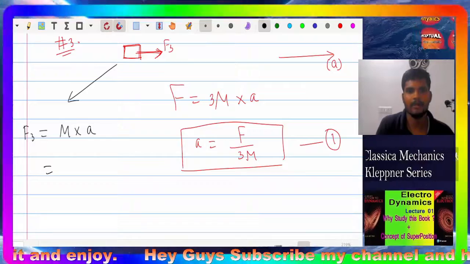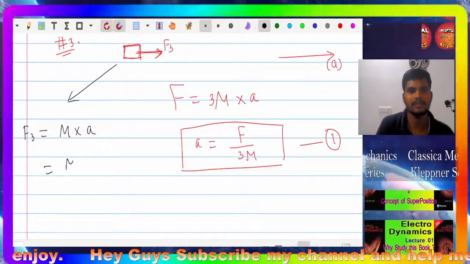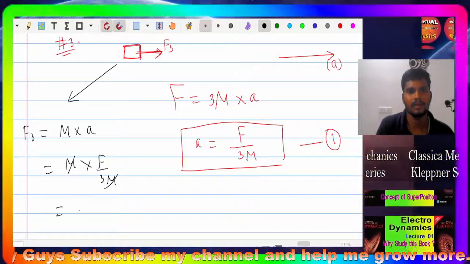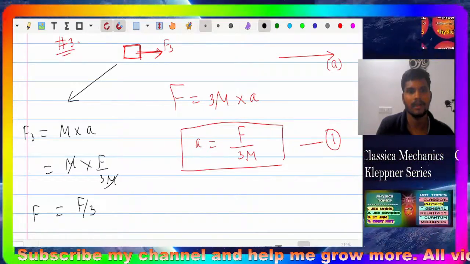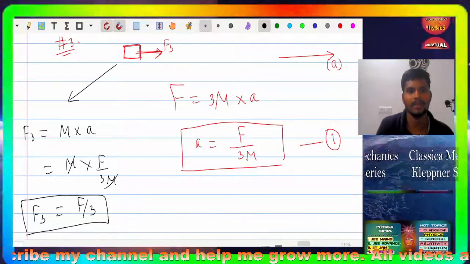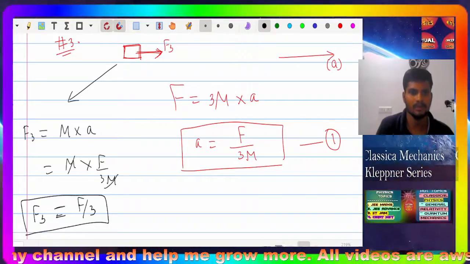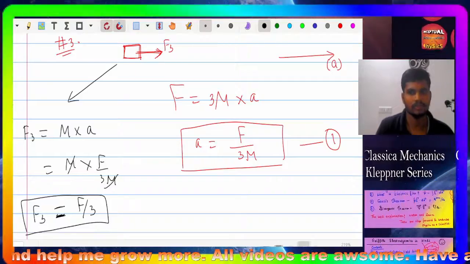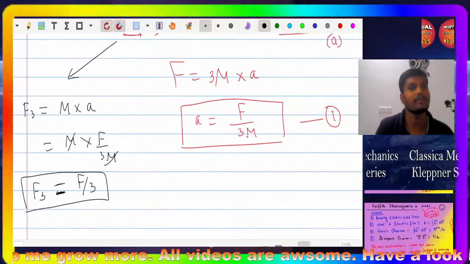So for m3, how can we calculate? We know what the acceleration is. Acceleration is F over 3m, and this is nothing but F3. Therefore F3 is whatever force is actually pulling or acting due to the engine, divided by 3. So there are 3 coaches, so it is divided by 3.